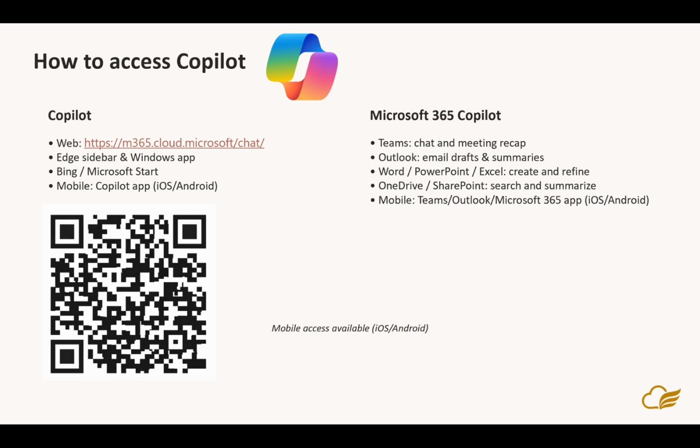Microsoft 365 Copilot is the paid version of Copilot. It brings AI directly into tools like Teams, Outlook, Word, Excel, PowerPoint, OneDrive, and SharePoint, enabling Copilot to work securely with your company data, not just personal information.